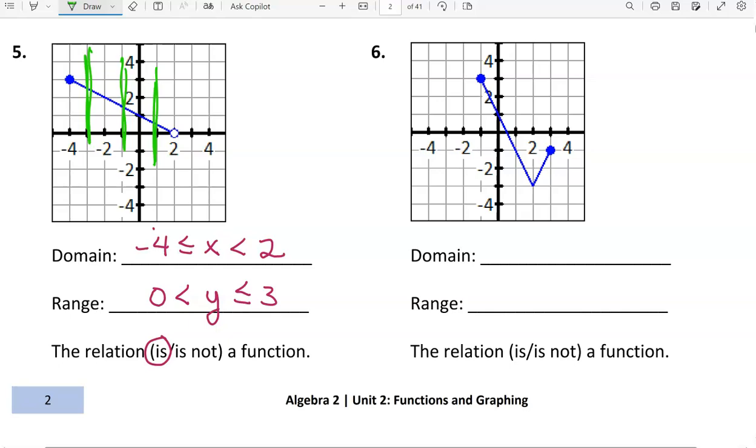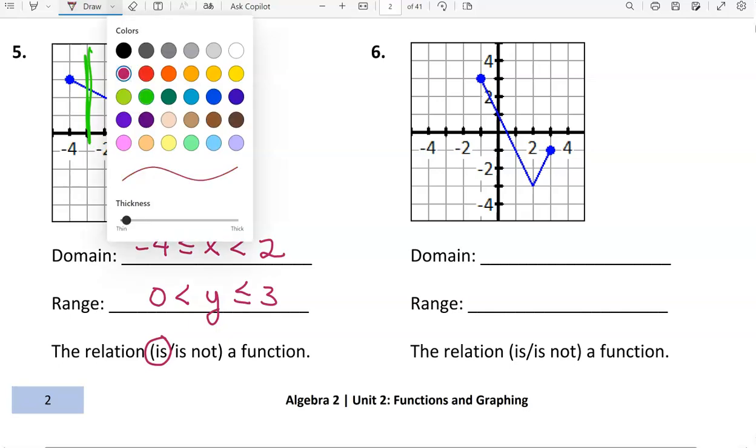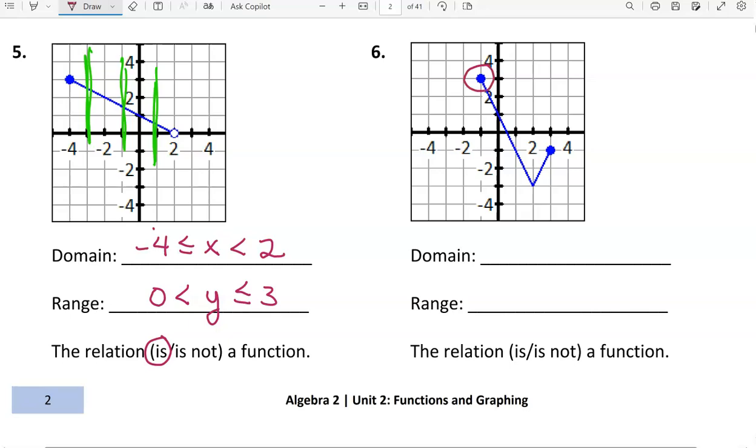For number 6, our domain is the set of all y values, and our leftmost y value is -1. Our rightmost y value is +3.